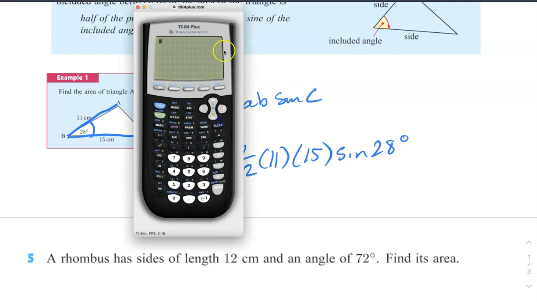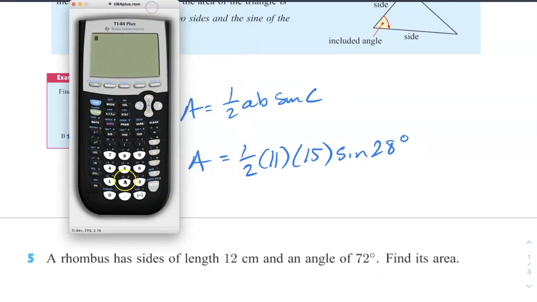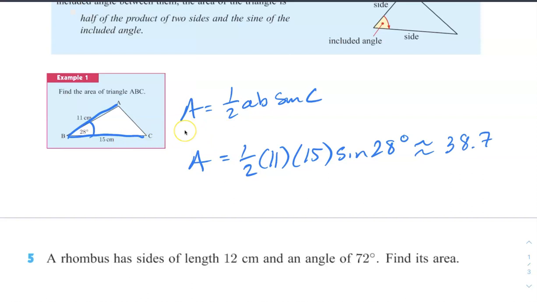And then all I have to do is plug it into a calculator. So we're going to go 1/2 or 0.5 times 11 times 15 times sine of 28. And I get 38.7 approximately. Remember we're doing area, so if I have units, it would be in that unit squared, because area is always squared. And there we go. That's the area of this triangle. Another way we could do it is make an altitude right there, use SOHCAHTOA, because we have 11 and 28 to find the height of that altitude, and then do 1/2 base times height. A little more work though.